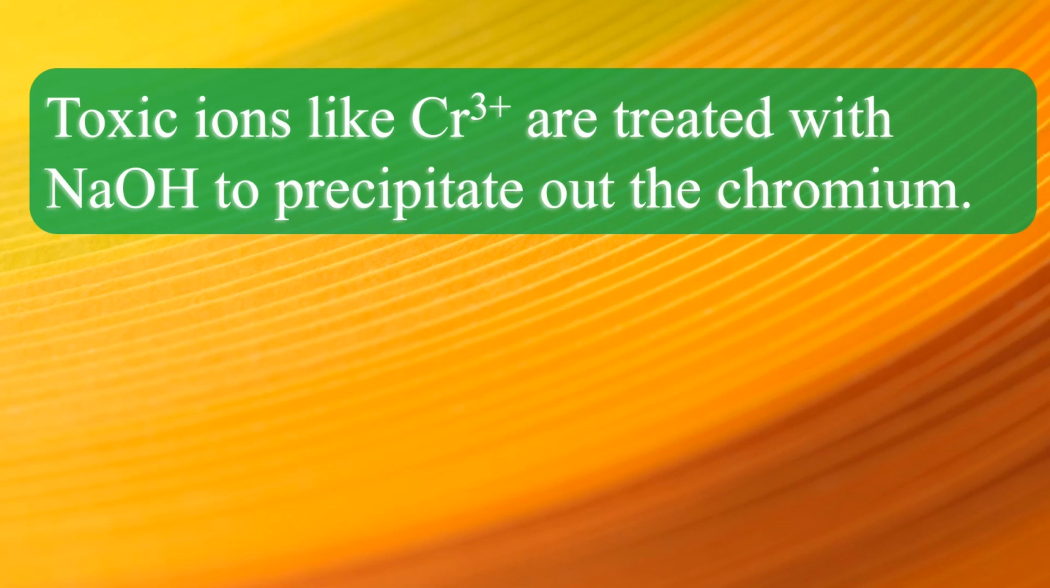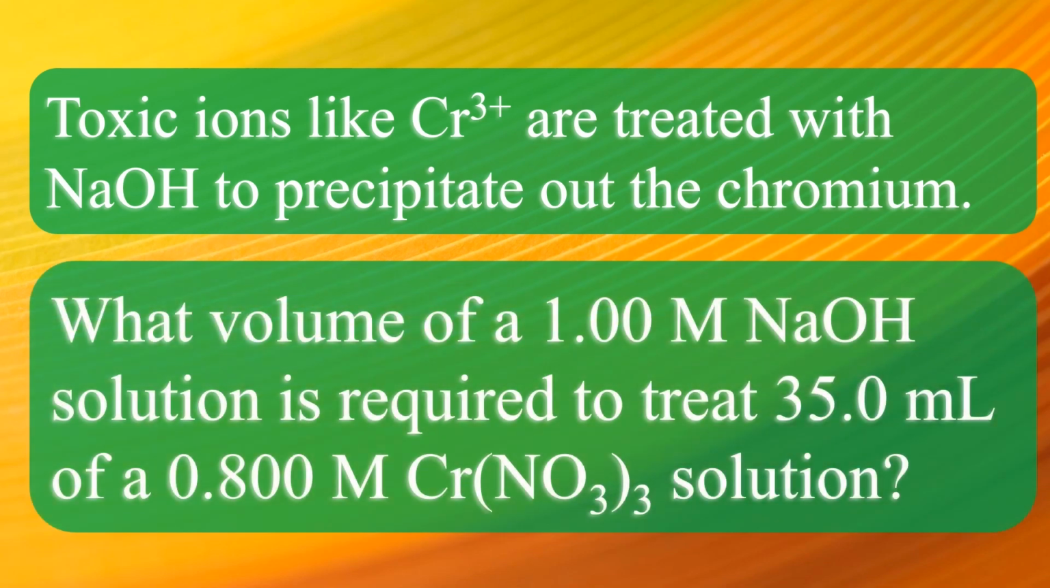Toxic ions like chromium 3+ are treated with sodium hydroxide to precipitate out the chromium. What volume of a 1.00 molar sodium hydroxide solution is required to treat 35.0 milliliters of a 0.800 molar chromium 3 nitrate solution?